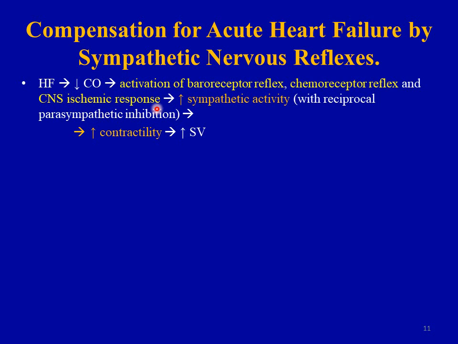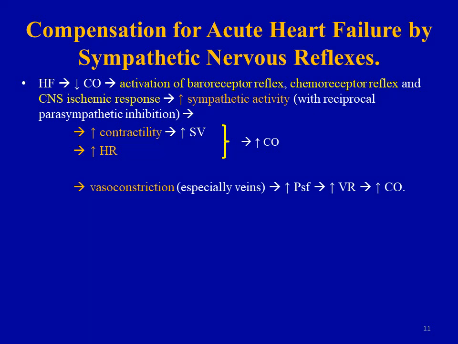Activation of all these reflexes and the CNS ischemic response will increase the sympathetic activity with reciprocal inhibition of the parasympathetic division of the autonomic nervous system. This will lead to increased contractility, and this will increase the stroke volume. Also, sympathetic stimulation will increase the heart rate. Increasing the heart rate and the stroke volume will lead to an increase in the cardiac output.